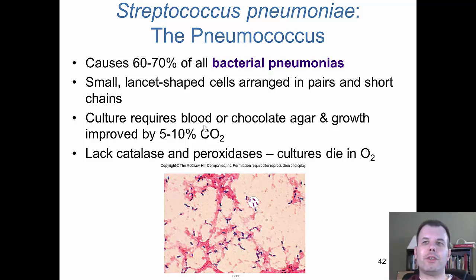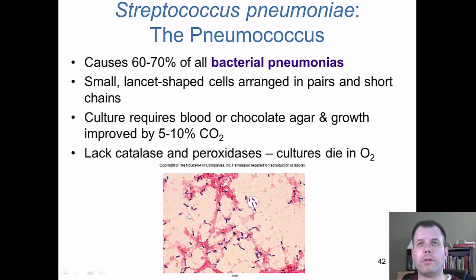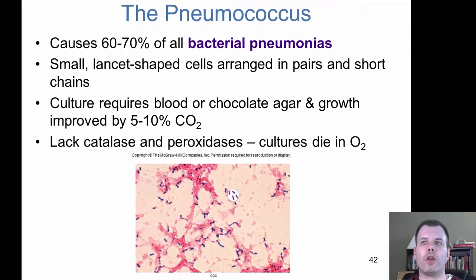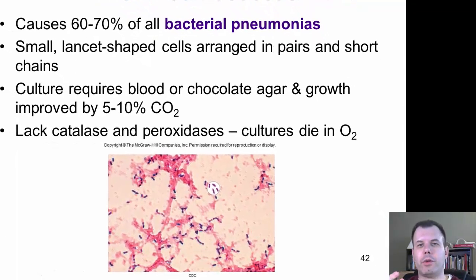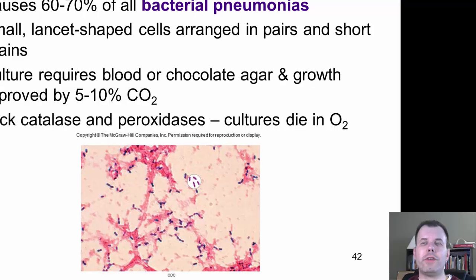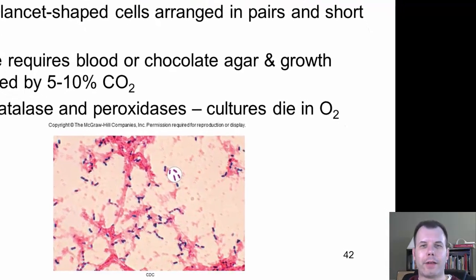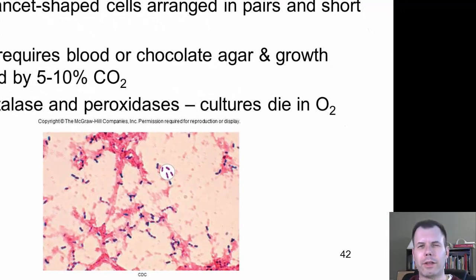So this is the pneumococcus, the streptococcus that gets in there. Typically, we see it arranged in pairs or short chains, and they call this the pneumococcus. It requires blood or chocolate agar and about 5 to 10% CO2. Now, what's interesting is these guys die in high oxygen. So you'd think, well, why do they infect the lungs? Don't you think there's a lot of oxygen in the lungs?